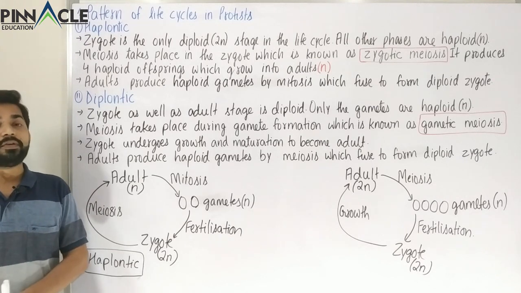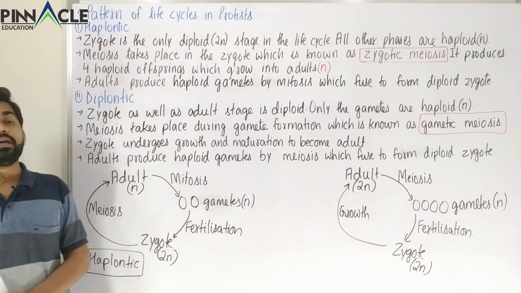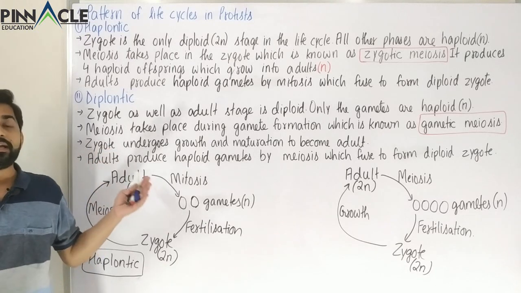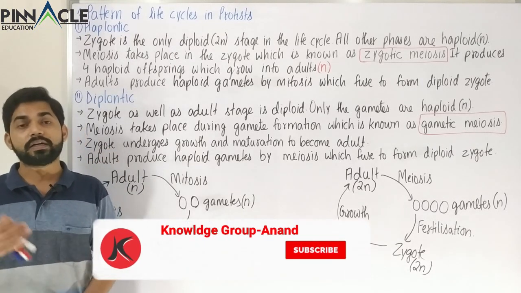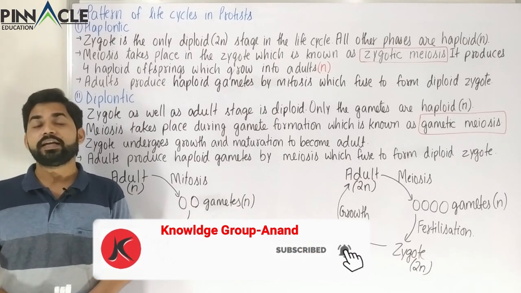So after this we have completed the haplontic and diplontic life cycle of Protista, and now we are going to study the category which is called chrysophytes.